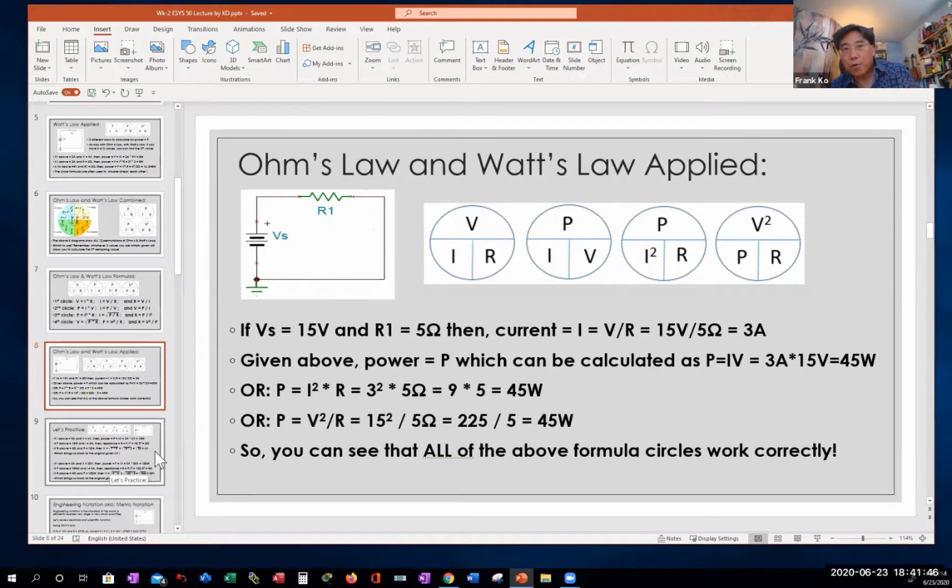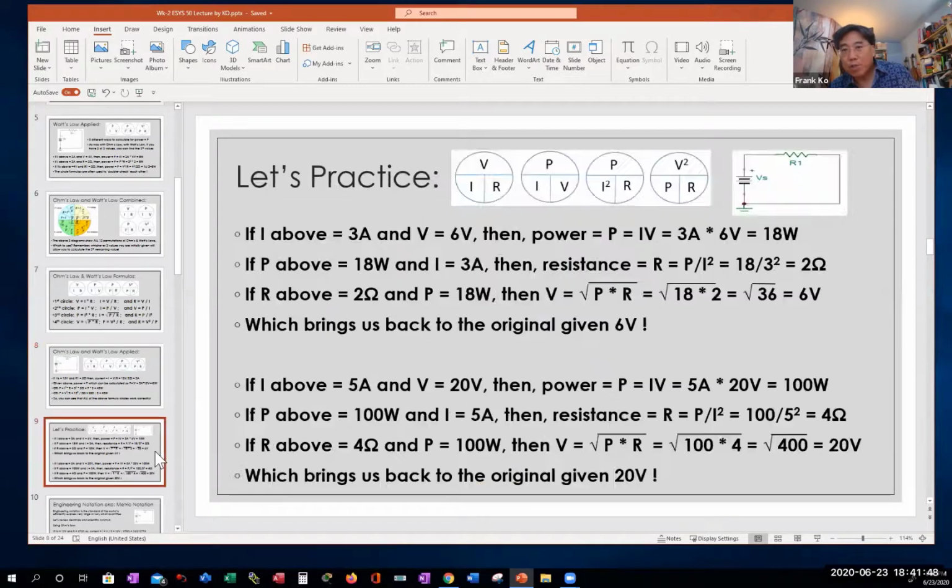Let's look further. You get to practice. Here's where you need your calculators. If in the above, I give you I is equal to 3 amps, V is equal to 6 volts. You have an I and a V. How do you calculate for power? Use the first circle for power. P is equal to I times V. 3 times 6 volts gives you how many watts? 18 watts.